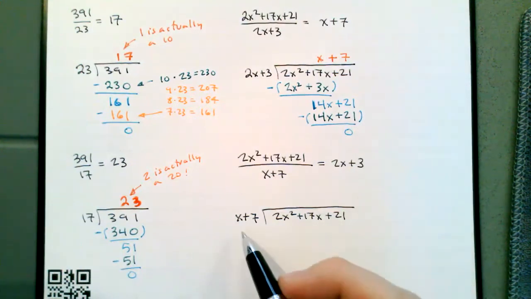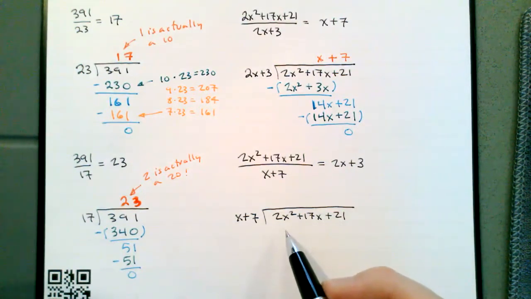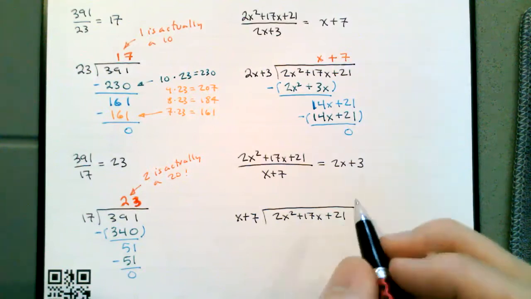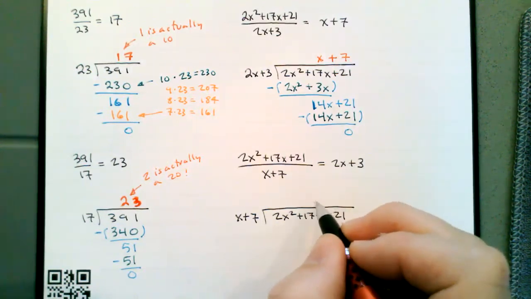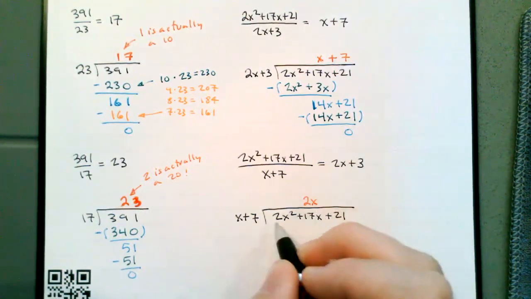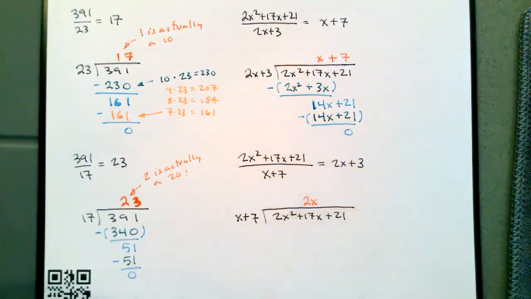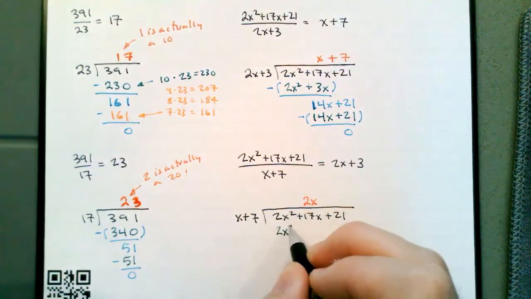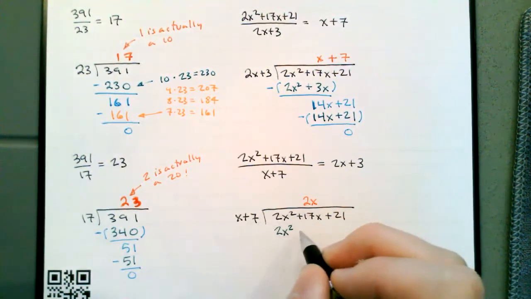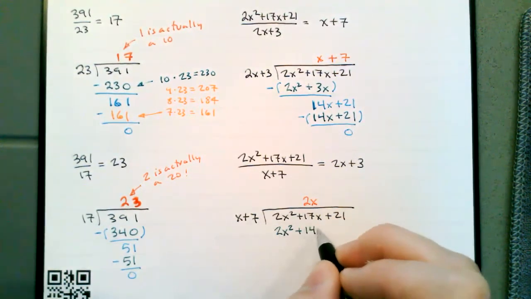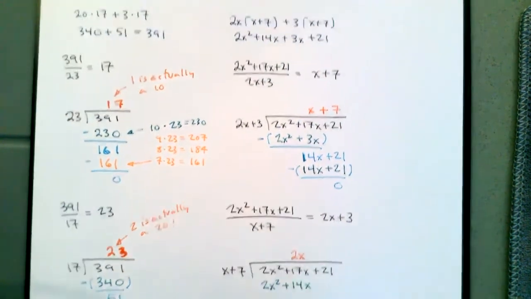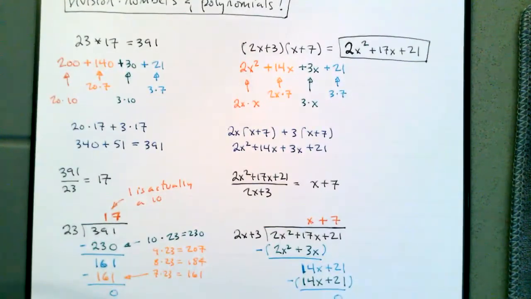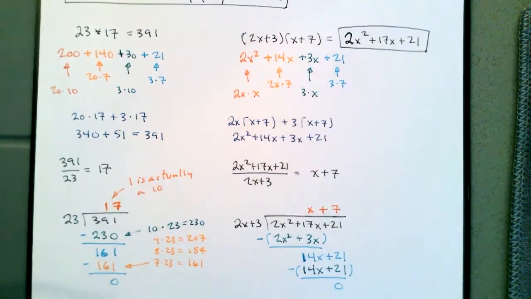How many times can I subtract x from 2x squared? And that's going to be 2x times. I need an x to make like terms, and I need 2 to make the 2 cancel out. 2x times x is 2x squared. 2x times 7 is 14x. The same 2x squared and 14x that we had before in the multiplication.